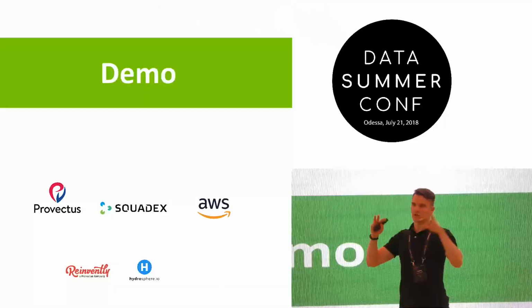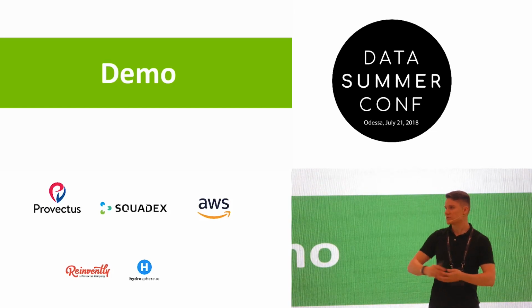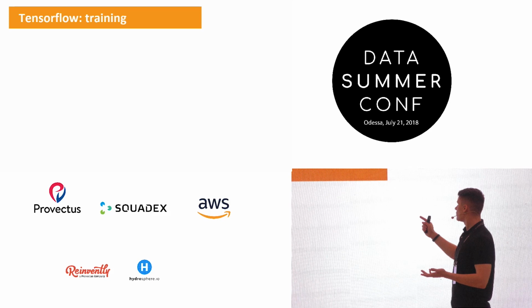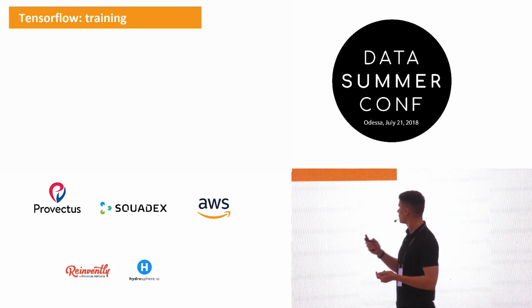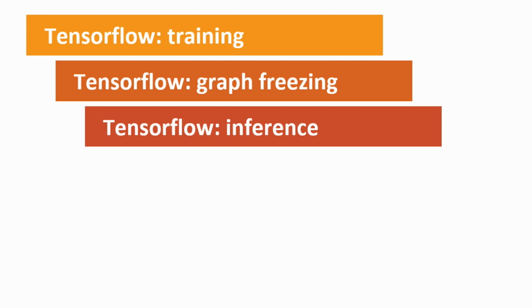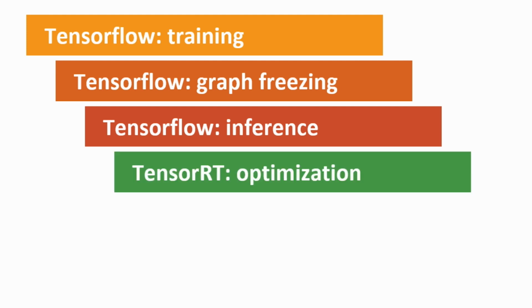So here will be a lot of code. So please fasten your seatbelts, buckle up. Let's go. So first of all, I'll show you how to train your model in TensorFlow. Then I'll show you how to prepare the TensorFlow model for inferencing, but in terms of TensorFlow. This is called graph freezing. And next, I'll show you how to do the inference in TensorFlow. And that's it with TensorFlow.